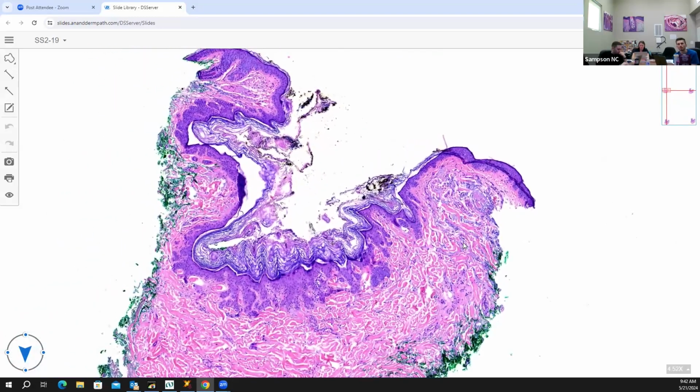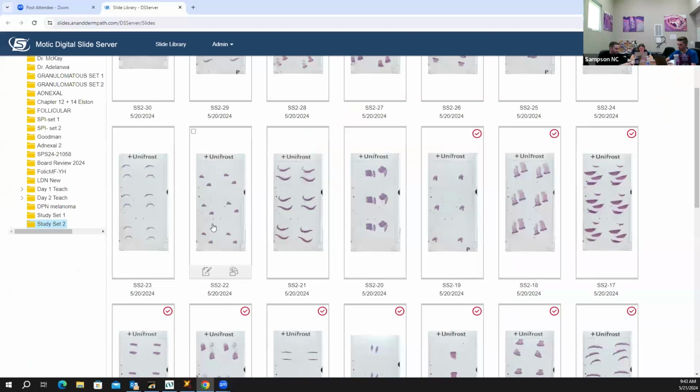Right, we have kind of a cup-shaped invagination here, filled with keratin debris. There's little bulbous extensions of the epidermis there. So I thought this looked like a dilated pore of Winer. Yep, great job. Everybody good with that? Awesome. Okay.